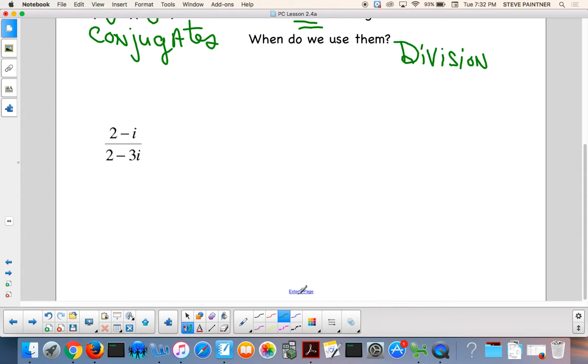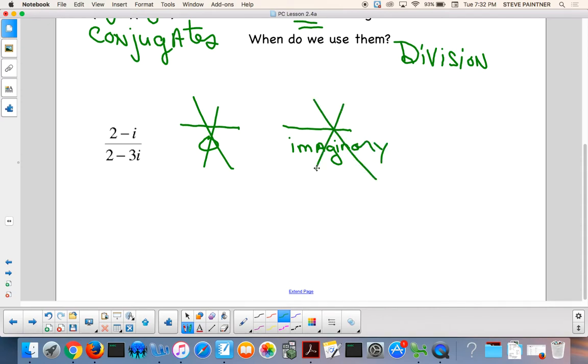Let's divide. Now, when dividing, there are two times you cannot divide. One is when you have 0 on the bottom. Can't do this. Okay? The other one, you cannot divide by an imaginary number. If you have an imaginary number, you got to get rid of it. So how do you get rid of it? You multiply the complex number by its conjugate, 2 plus 3i. So you do the same to the top, 2 plus 3i.